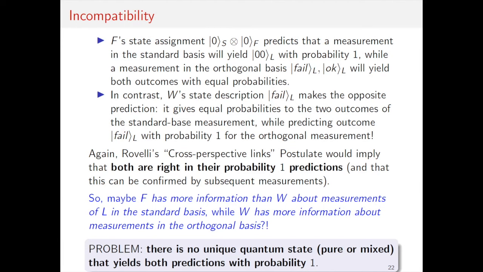Well, that's what QBists say, but on the other hand, they have a problem because the word information suggests that it must be true. What is a false information? It's like knowledge. And they can't both be true because in quantum mechanics, they are incompatible. They really lead to different predictions, as this slide shows.